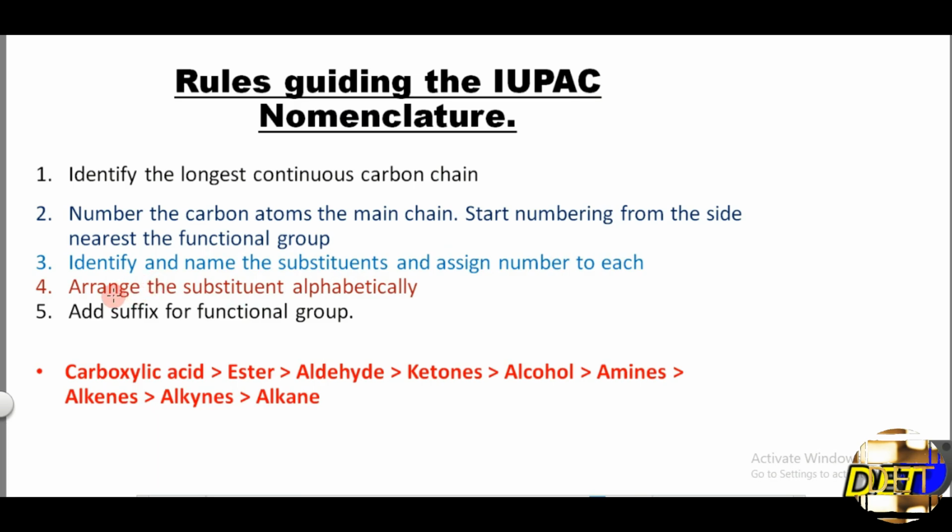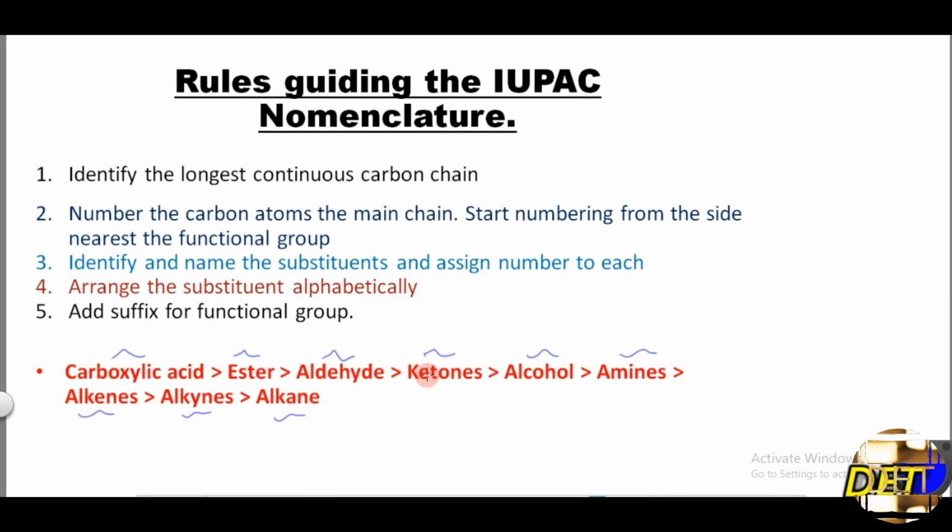The fourth thing to do is to arrange the substituents alphabetically and then add the suffix for the functional group. And this is the order of priority of the functional groups: carboxylic acid, esters, aldehyde, ketones, alcohol, amines, alkenes, alkynes, and then the alkanes. So carboxylic acid is given more priority, followed by esters, aldehyde, ketones, alcohol, amines, alkenes, alkynes, and then lastly the alkanes.